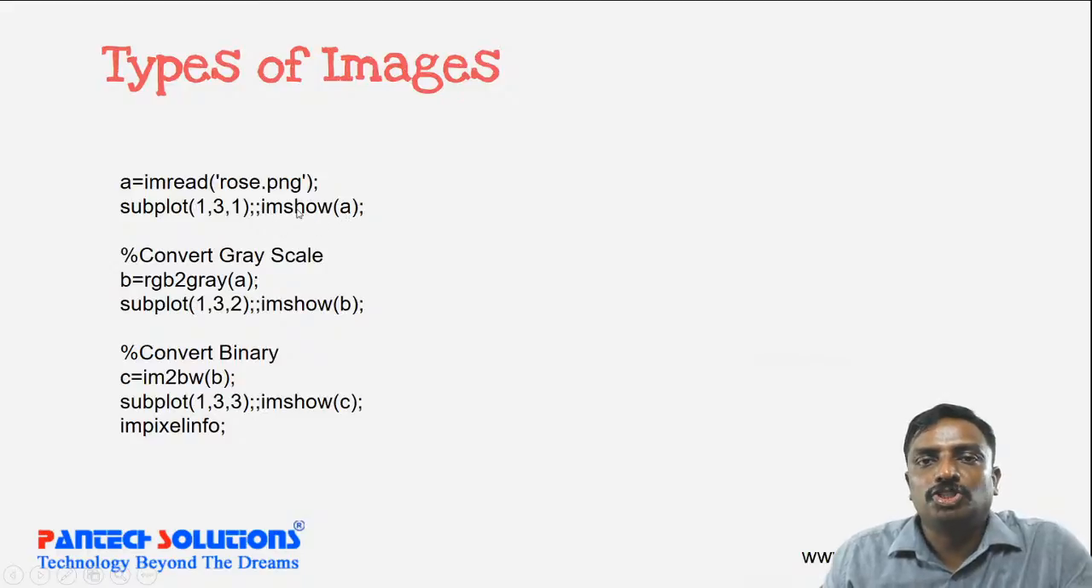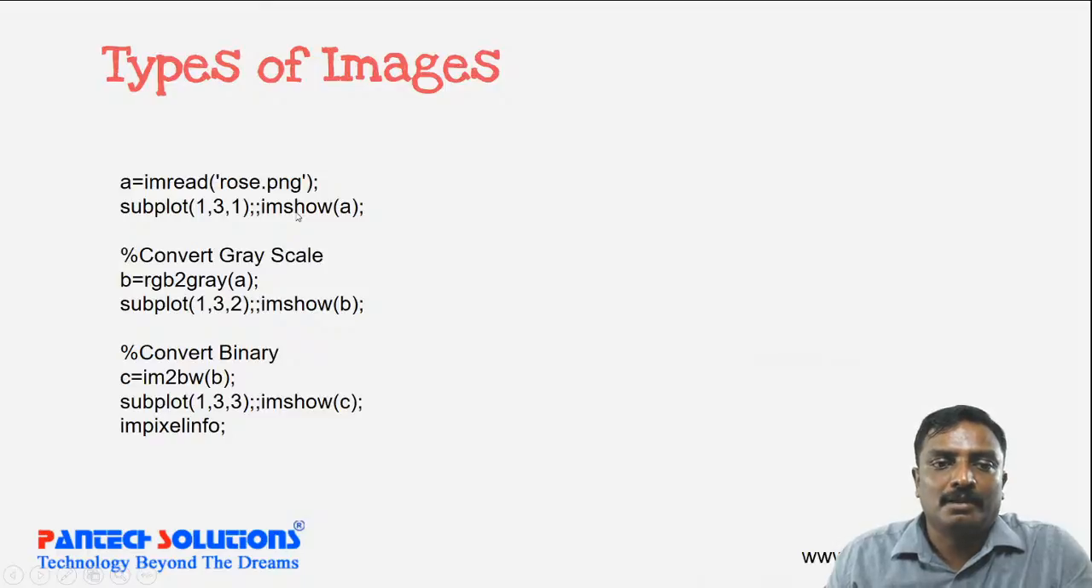rgb2gray will convert that to a grayscale. So first read an image, convert that to gray by using rgb2gray, and then subplot of 1, 3, 2 is to display the second image, and imshow of B. And for binary, you have to use im2bw. im2bw is to convert the grayscale to binary. So we are going to read a color image, convert that to a grayscale image, and convert that to a binary image. So I'll go to MATLAB.